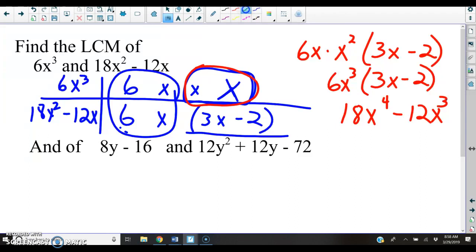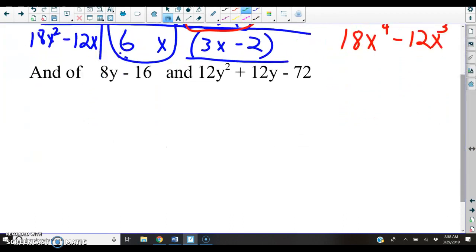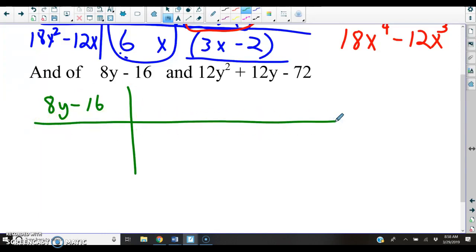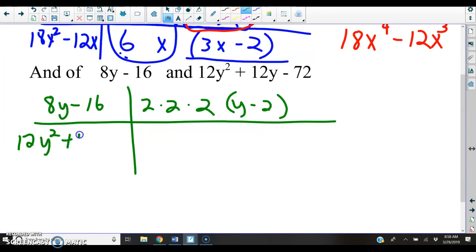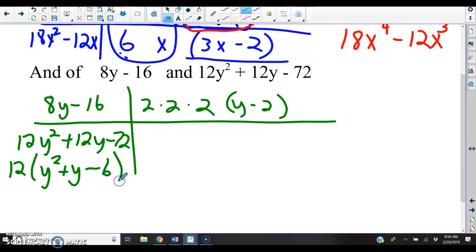Okay, my next example, I'm going to switch colors so it doesn't blend too much. 8y minus 16. Well, I can take an 8 out and be left with y minus 2. And 8 I can think of as 2 times 2 times 2. So I'm breaking that down. Then 12y squared plus 12y minus 72. First thing I'm seeing is I could take a 12 out. So I got y squared plus y minus 6. So the 12 is 2 times 2 times 3. The y squared plus y minus 6, I think that's y plus 3 times y minus 2.